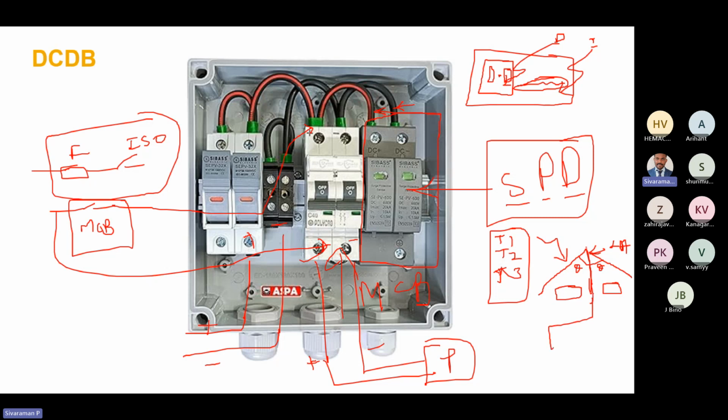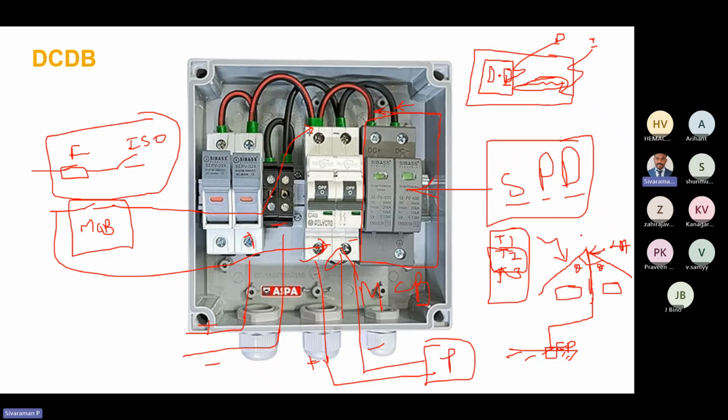This arrestor is connected to the ground. This will be an earth pit, EP. So this will be ground. It will divert the lightning to the ground. For that application, we have to go with type 2. If we are using the lightning arrestor, then normally we will use type 2.